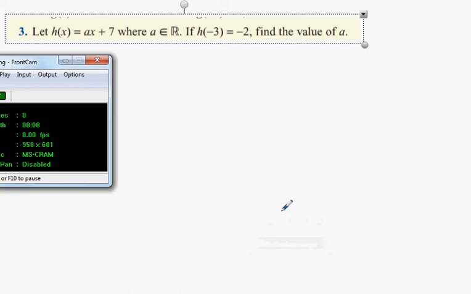What we have here, guys, is let h of x equal ax plus 7, where a is an element of R. What that basically means is a is a number and we have no idea what it is. That's all that means. A can be a negative number, a decimal number, or a fraction.